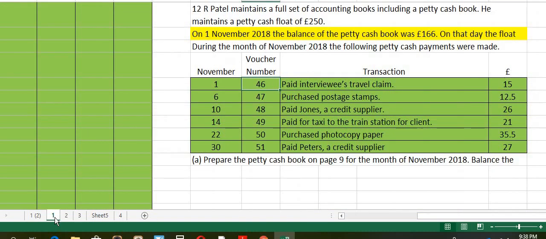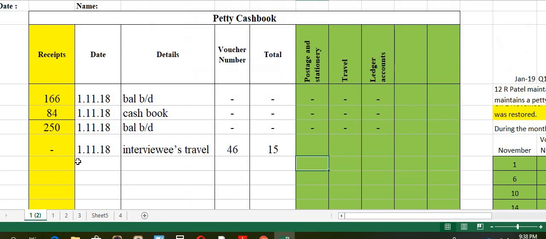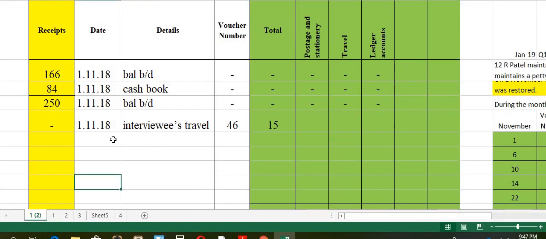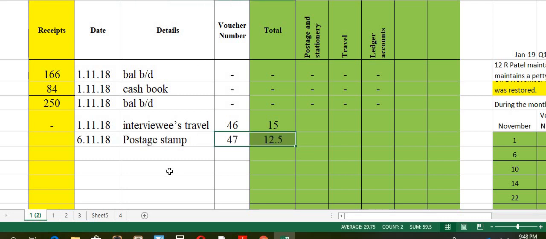Let's move into the second transaction, which happened on 6th. Enter the date 6. Now let's enter the transaction which occurred on 6th. Voucher number 47, purchase postage stamps 12.5. Therefore, enter the date, followed by whatever the purpose that you spent for. Enter the voucher number and the amount spent.